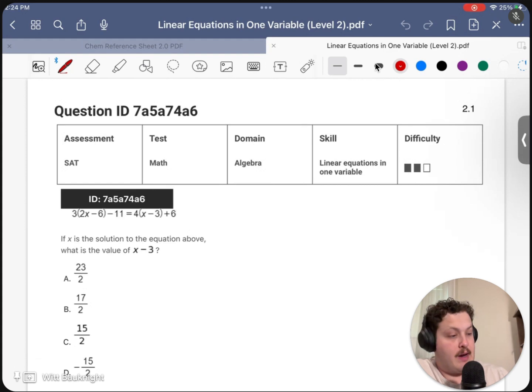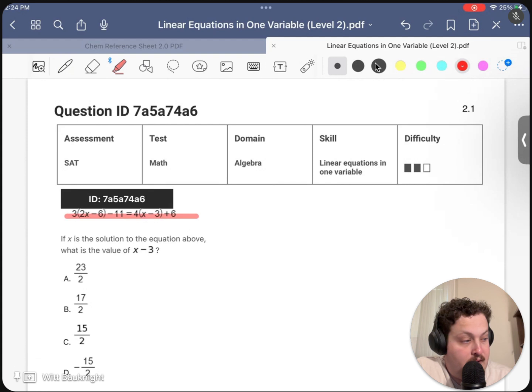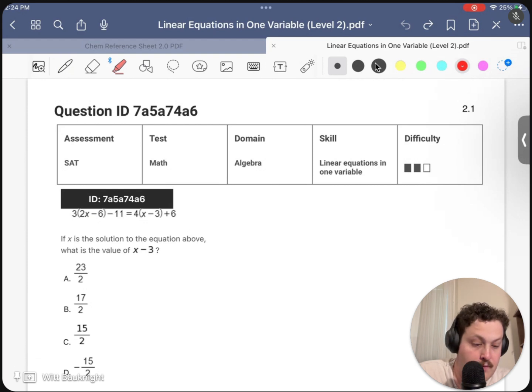So number one, we have that equation. It says if x is the solution to the equation above, what is the value of x minus 3? So again, isolation of variables. I am literally going to type this into my calculator. For the TI-89, I press the solve button, 3, open parentheses, 2x minus 6, close parentheses, minus 11 equals 4, open parentheses, x minus 3, close parentheses, plus 6 comma x to solve for x.